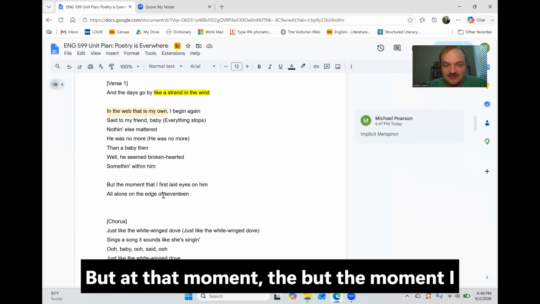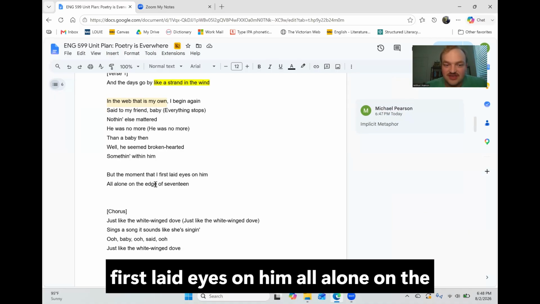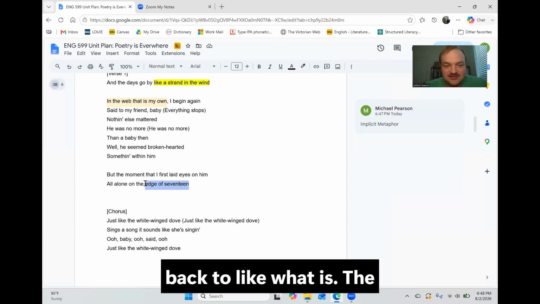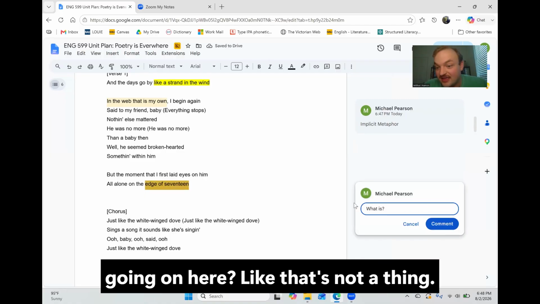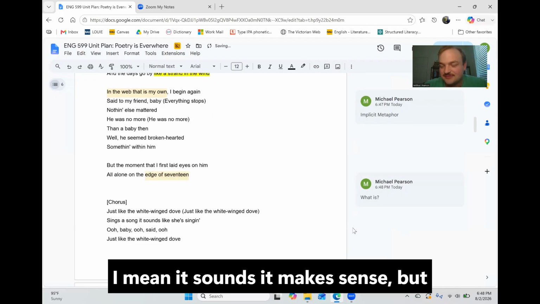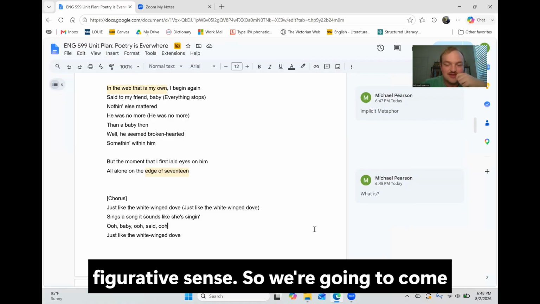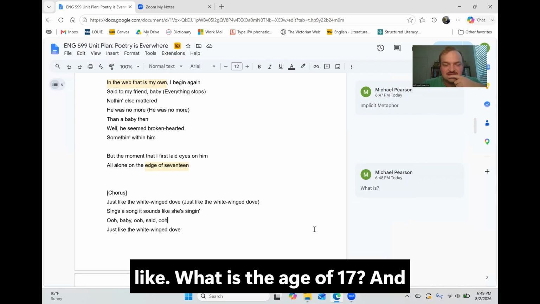"But at that moment, the moment I first laid eyes on him, all alone on the edge of 17." This is something we'll come back to. Like, what is the edge of 17? What is going on here? That's not a thing. I mean, it makes sense, but it doesn't make literal sense. It makes figurative sense. So we're going to come back to that and try to answer what is the edge of 17.